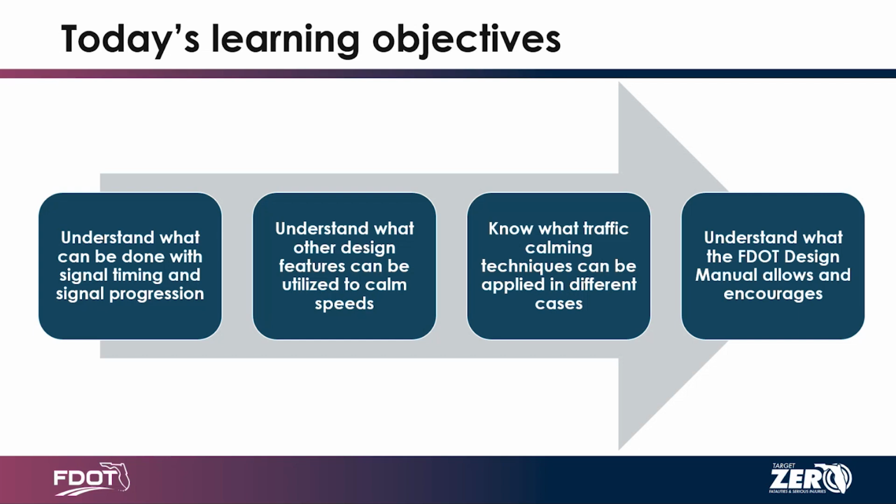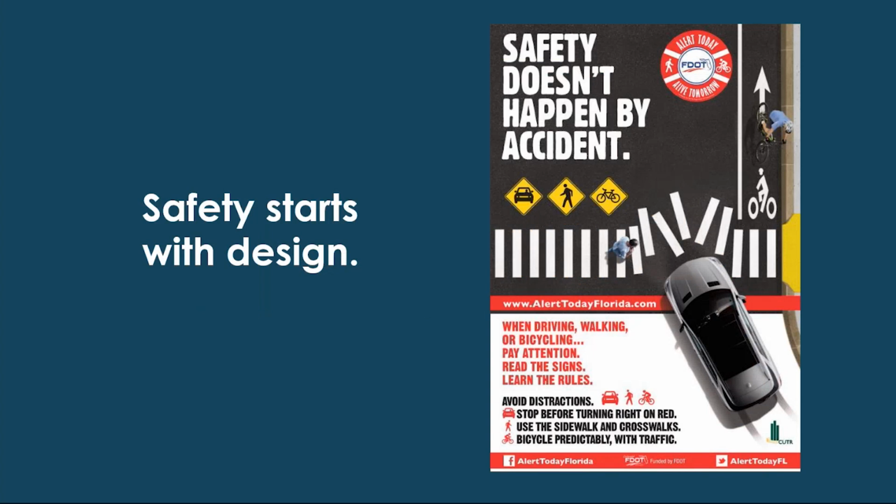So today we're going to talk a little bit about signal timing and signal progression using operational strategies, looking at what design features can be utilized, what traffic calming features, and what the FDOT Design Manual allows and encourages. And then we've got a few example projects to go through. So just a reminder, safety starts with design.